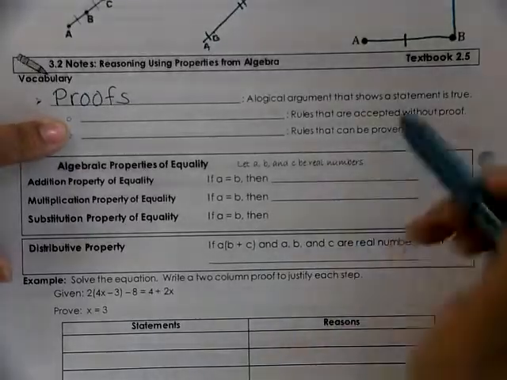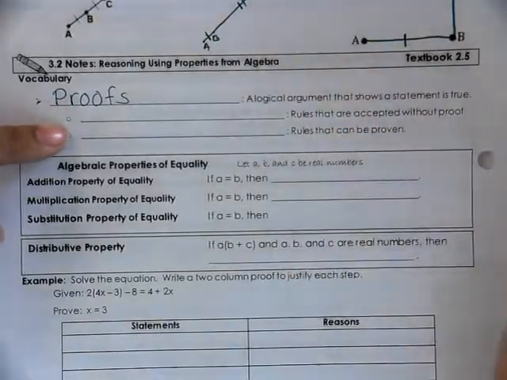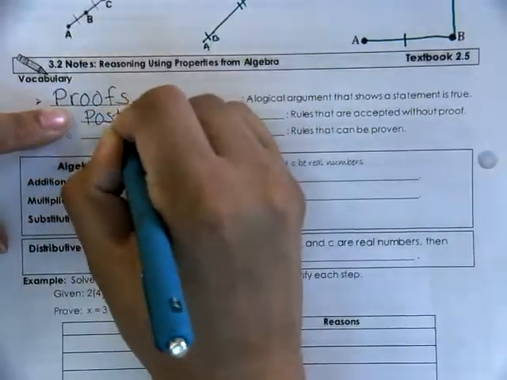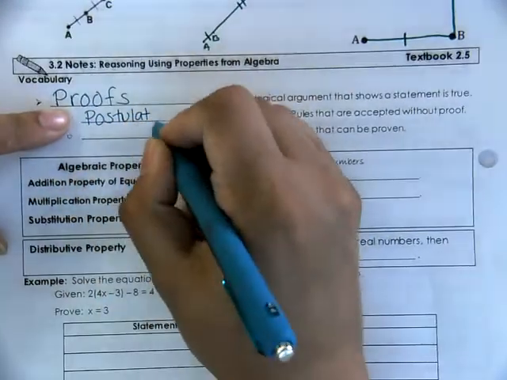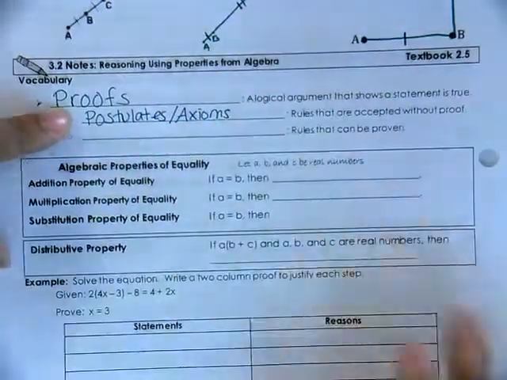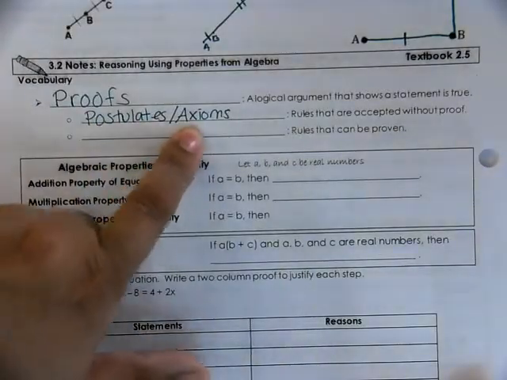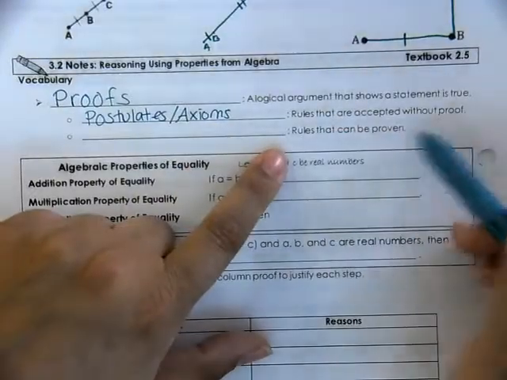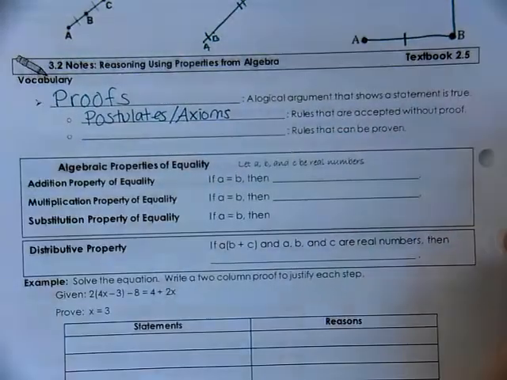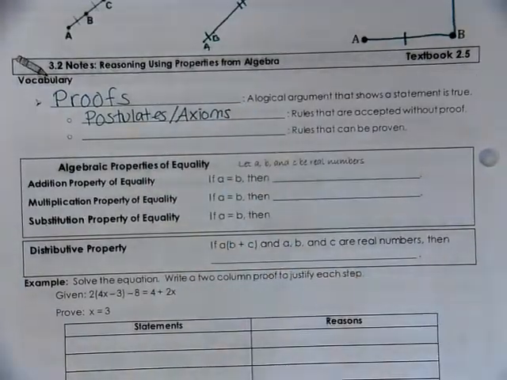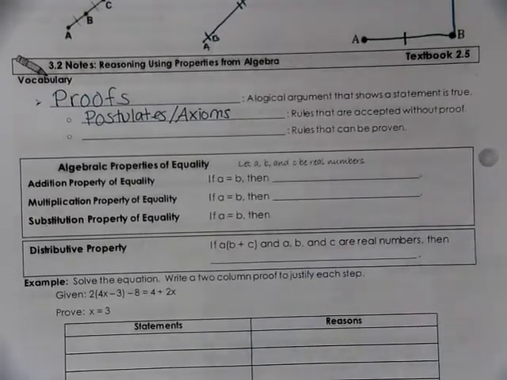Okay, so the other 2 types of vocabulary words we need to know are postulates, or let's say postulates or axioms. Mostly you're going to see the word postulates. Sometimes we'll see axioms show up. They won't come up as often, but basically they're rules that are accepted without proof. So mathematicians decided these postulates or axioms don't need to be proven. They're almost like common sense, something that you just take for granted.